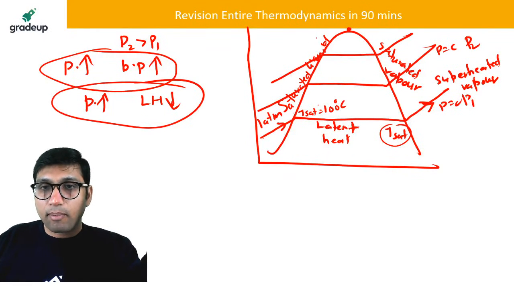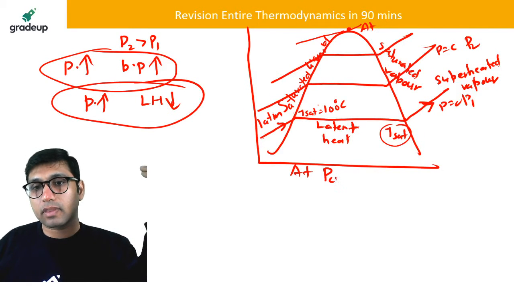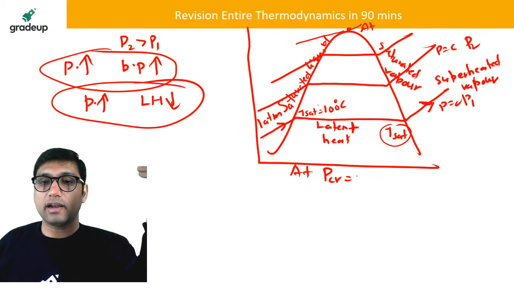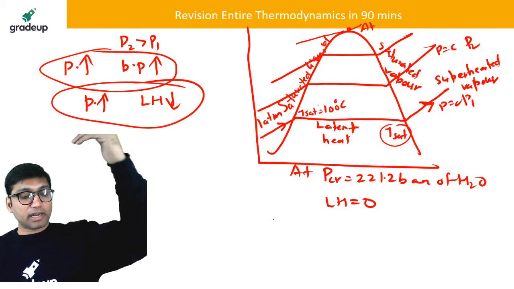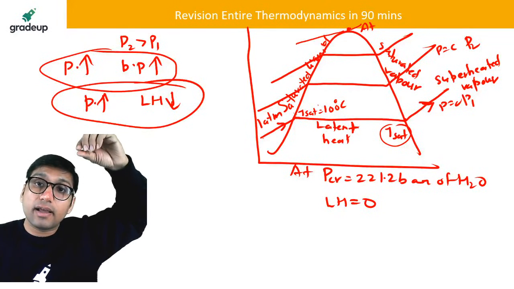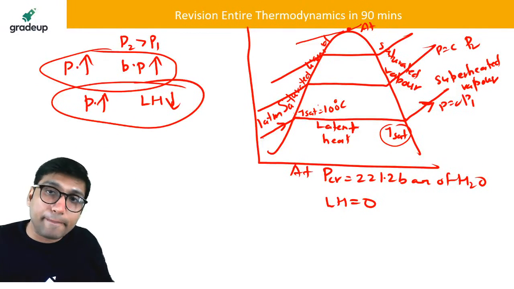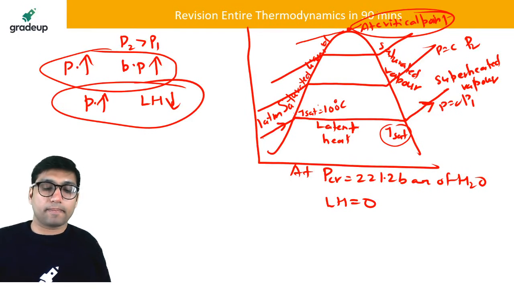And at the critical point, or at critical pressure 221.2 bar of water, latent heat becomes zero. As pressure increases, latent heat decreases, but at the critical point latent heat zero हो जाती है. Okay, this is a very, very important result.